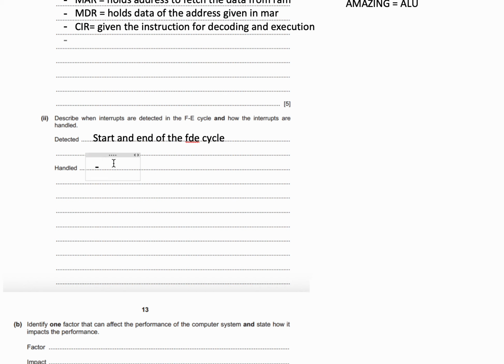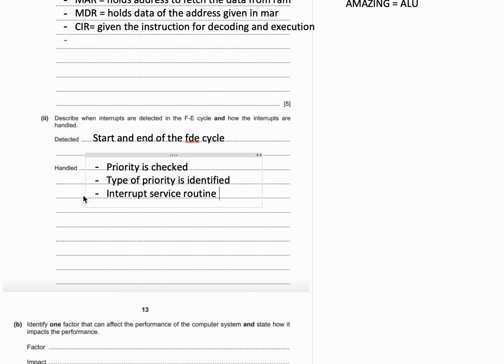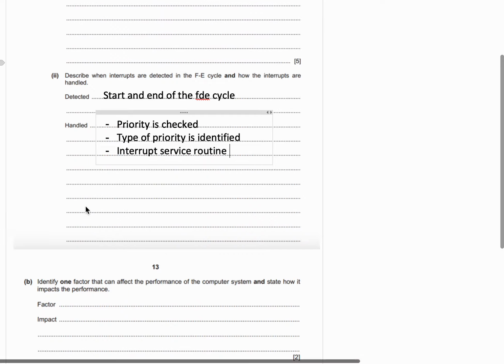You can write this down. So if the priority is checked, and if it's low, then the current process is continued, and if it's high, the type of priority is identified. And an appropriate ISR is called to handle it. An ISR is an interrupt service routine. And it's basically what manages and services the interrupt. And it also manages the priorities. And so when the ISR is finished, it checks for further interrupts of high priority. So you can expand on that and you'll get full marks.